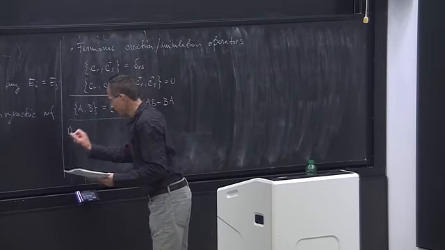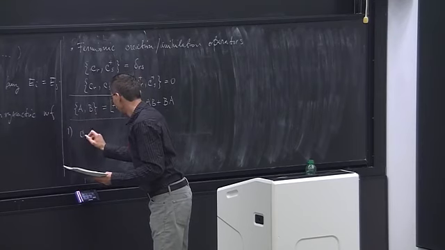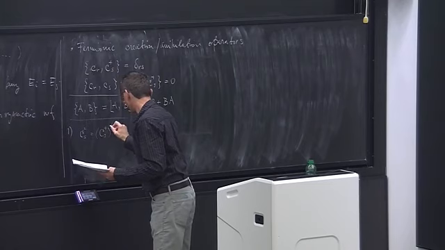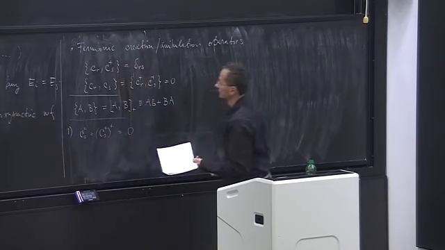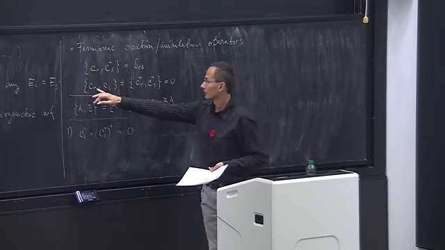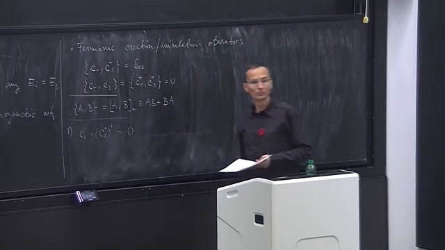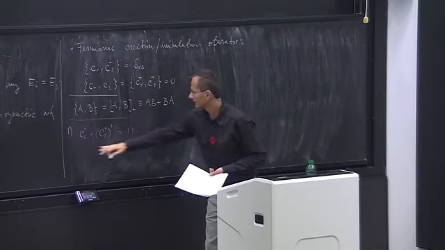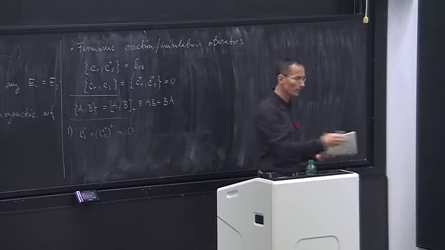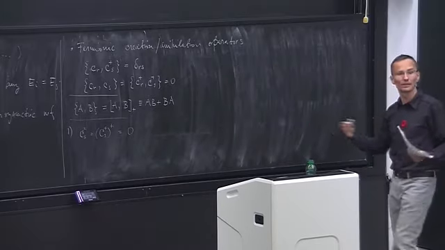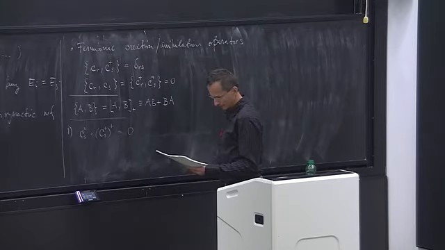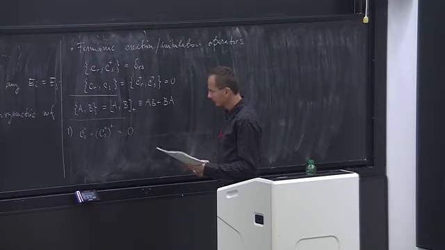For instance, property number 1 is that c_s squared is equal to c_s dagger squared, and this is equal to 0. And you can simply see that from the second line. When you set both of them to be equal, then you get precisely this. And this just tells you that if you attempt to create or destroy two fermions in the same state, you get 0 because of the Pauli exclusion principle. You cannot have two fermions occupying the same state.